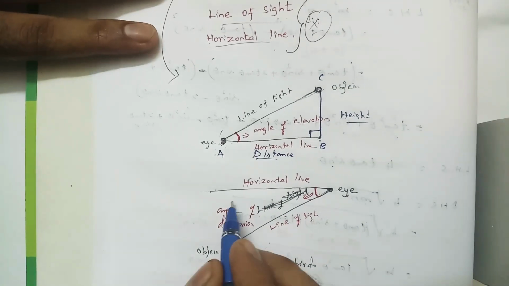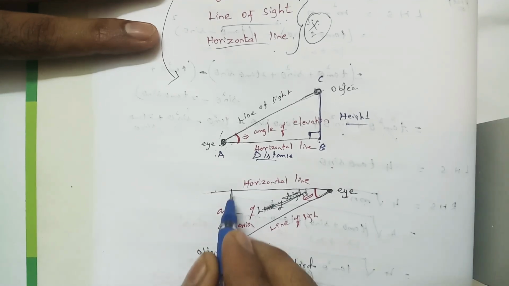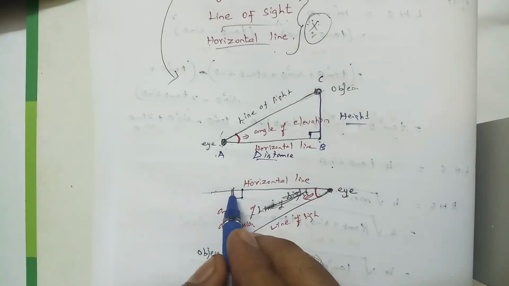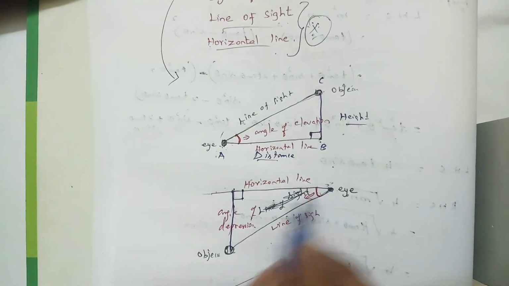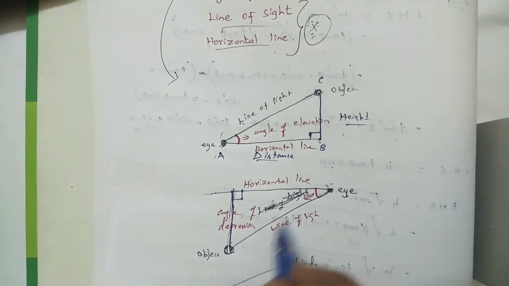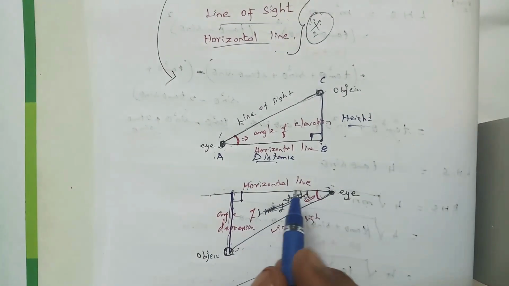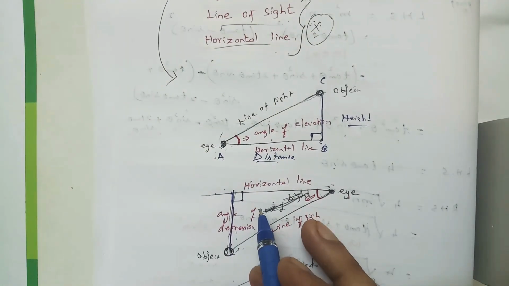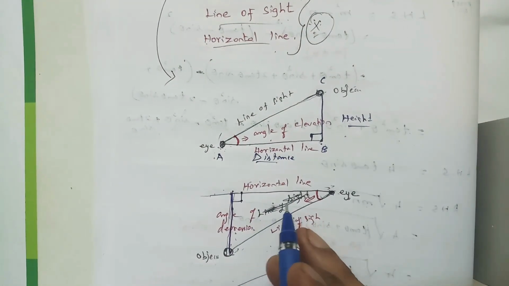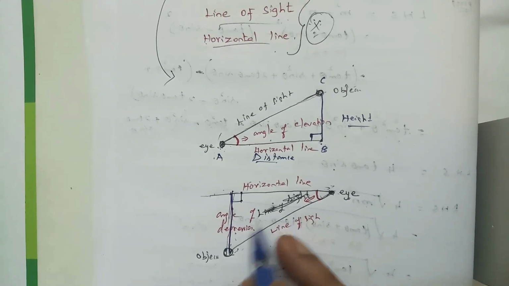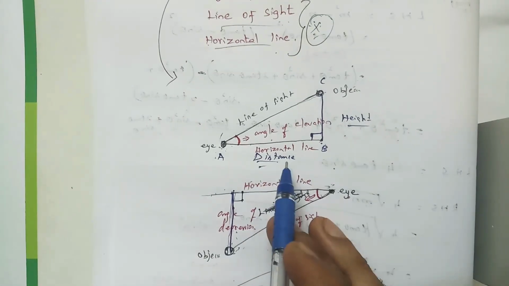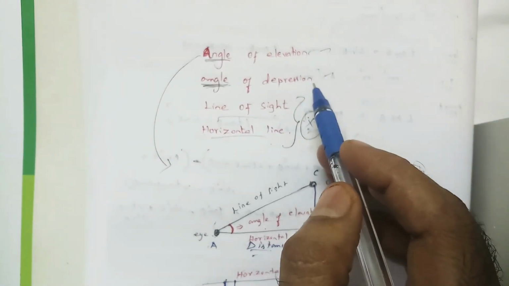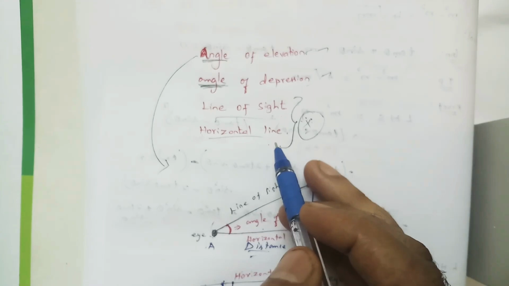For the angle of depression also it is the same thing. I am just forming this right angle triangle: eye, object, and this point. This is the distance, this is the height, and this is the line of sight. So for angle of elevation and angle of depression, we get a right angle triangle, and with the help of the right angle triangle property and trigonometric ratios, we find heights and distance. Today you just want to know what is meant by angle of elevation, angle of depression, line of sight, and the horizontal line.